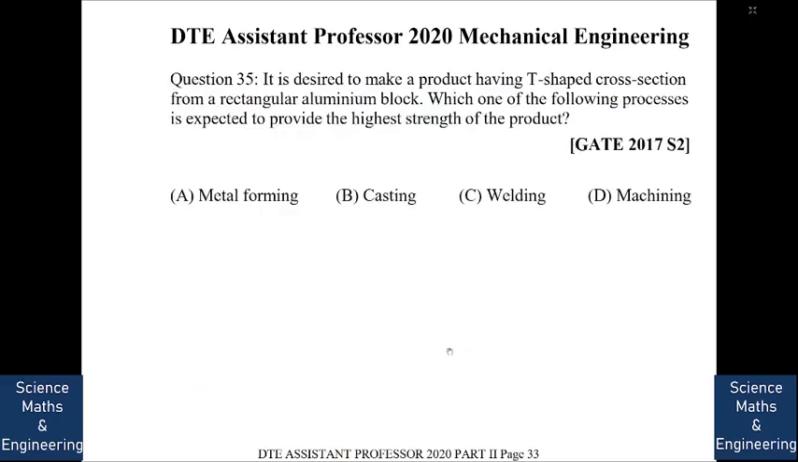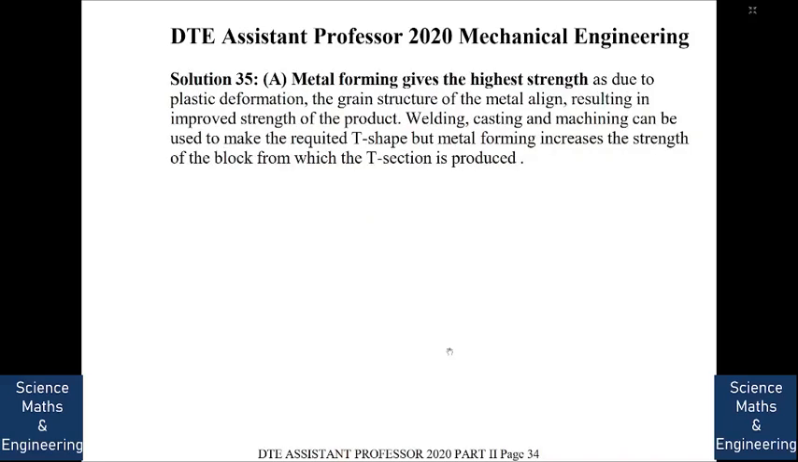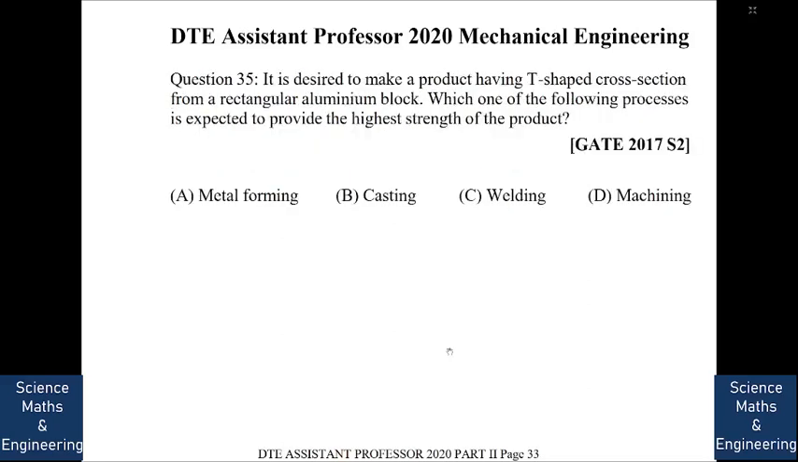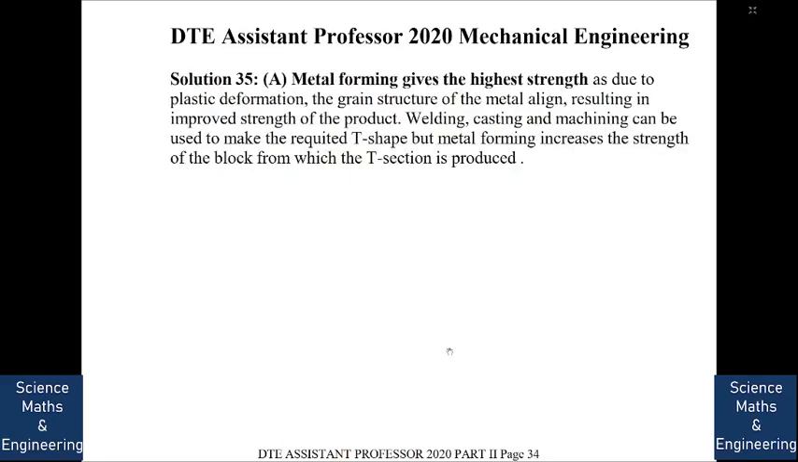Next question. It is desired to make a product having T-shaped cross section from a rectangular aluminum block. Which one of the following processes is expected to provide the highest strength of the product? A. Metal forming, B. Casting, C. Welding, or D. Machining. So the answer is metal forming would give the highest strength, as due to plastic deformation the grain structure of the metal aligns, resulting in improved strength of the product. Also in metal forming we are not losing any of the material of the rectangular block, so it also will have the highest density.